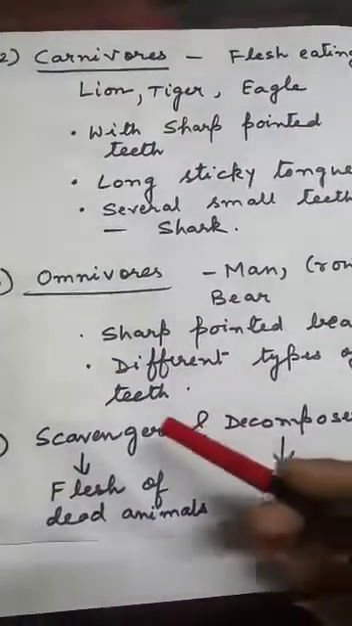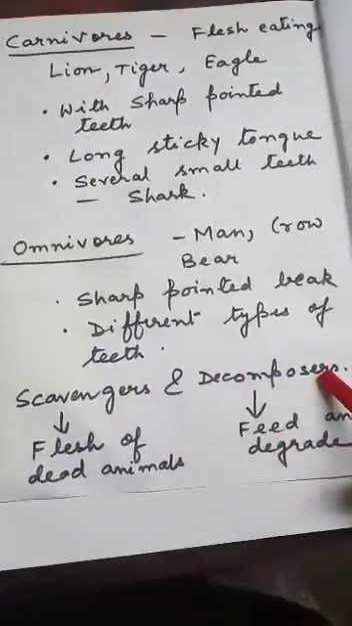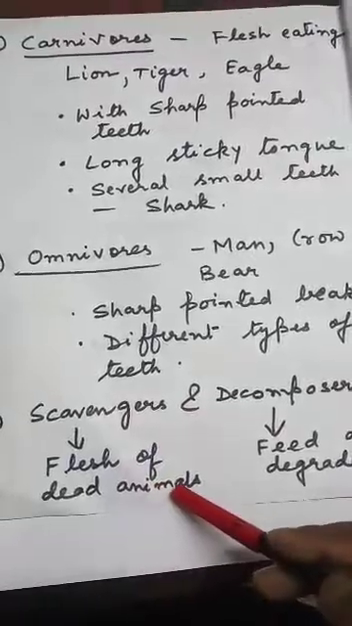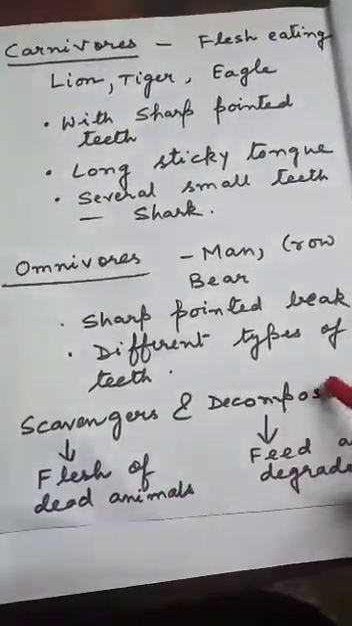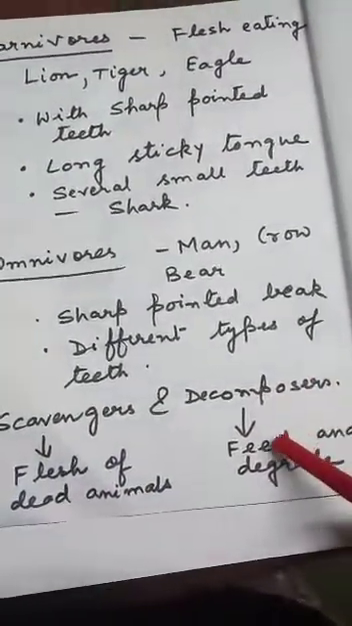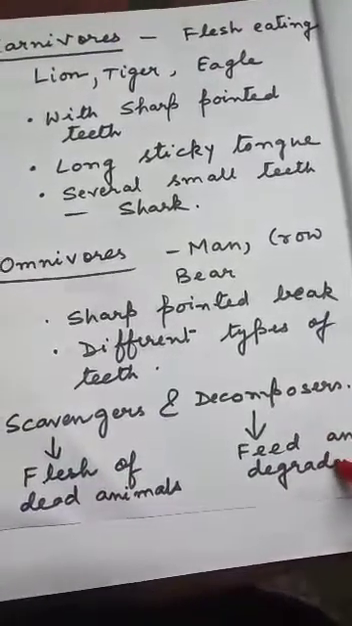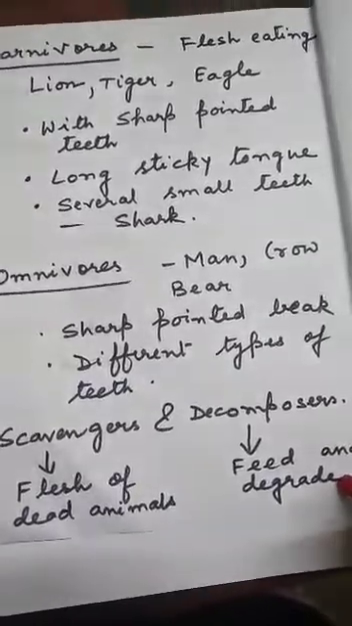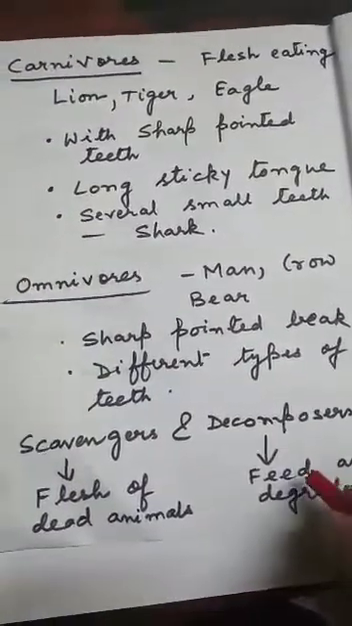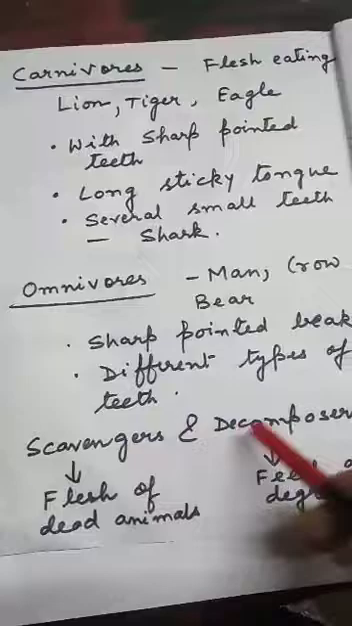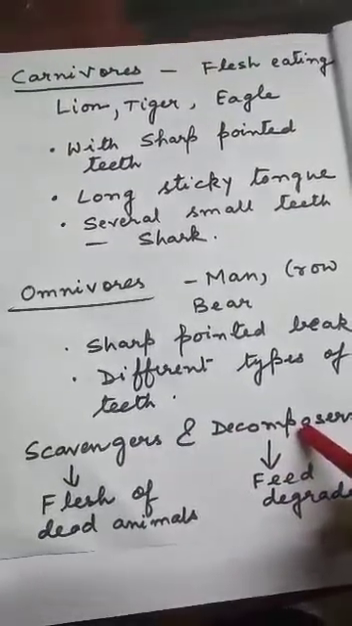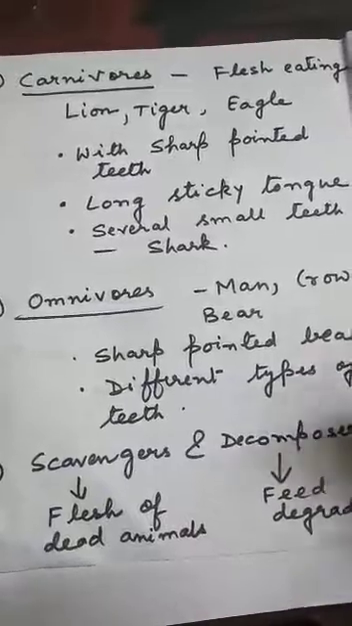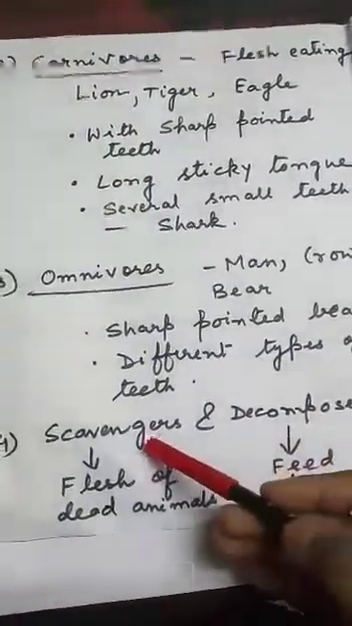Okay. And the last category is scavengers and decomposers. Scavengers are those that feed on the flesh of dead animals, and decomposers are those that feed on and degrade the dead plants and animals. Degrade means to decompose. Okay. So next class we will continue about the scavengers and decomposers once again. So far we have done herbivores, carnivores and omnivores, and the last category, scavengers and decomposers.